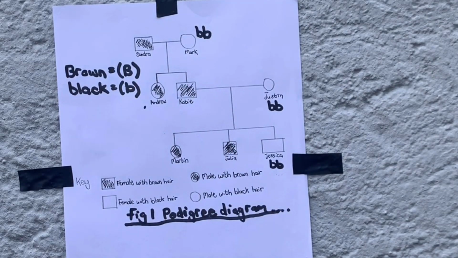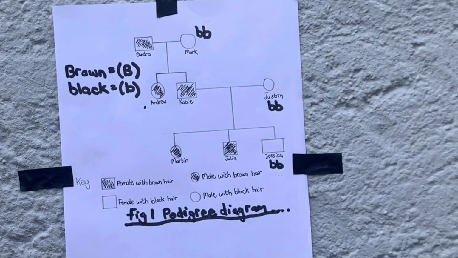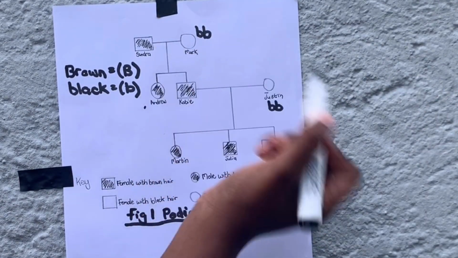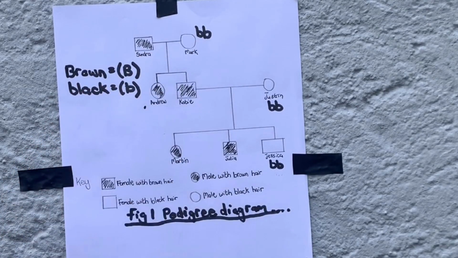It's always wise to do that, even though the question just asked for Mark and Katie's genotypes. Just do everything at first and then you'll see how simple it is. Then you figure out that Sandra has brown hair, but we don't know whether she's homozygous or heterozygous, so we'll leave her for now.